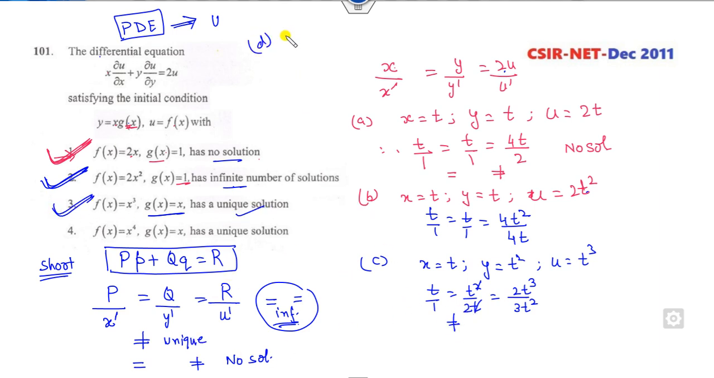Look at option D. x is equal to t, y is equal to t square, and u is equal to t raised to power 4. Again, you can see this over 1, this is t square over 2t, which are not the same. Again, it gives you a unique solution. So all the options are correct answers.